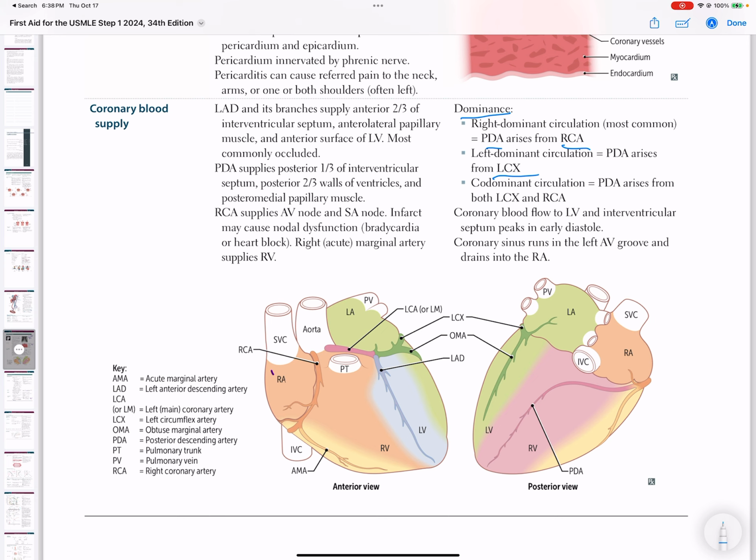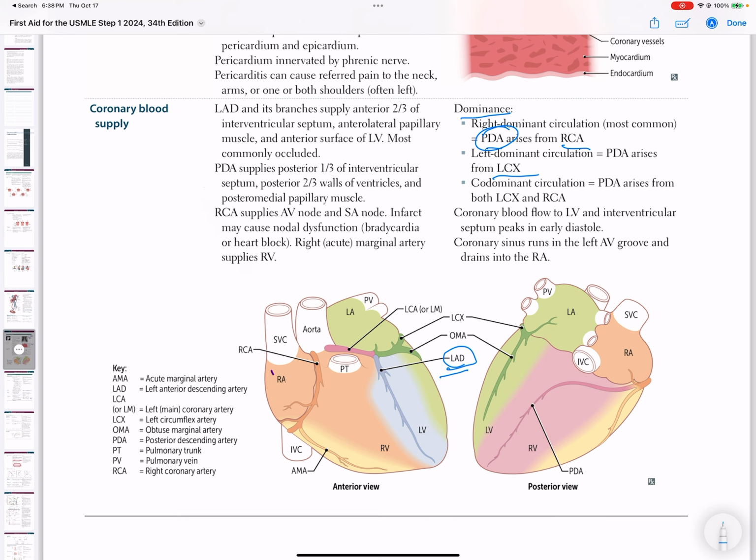So first, let's go with the anterior view. The left anterior descending artery is the most commonly occluded. It supplies 2/3 of the anterior interventricular septum, the anterolateral papillary muscle, and the anterior surface of the left ventricle. So it supplies the interventricular septum 2/3. Okay, what about the 1/3? The 1/3 is supplied by the PDA.